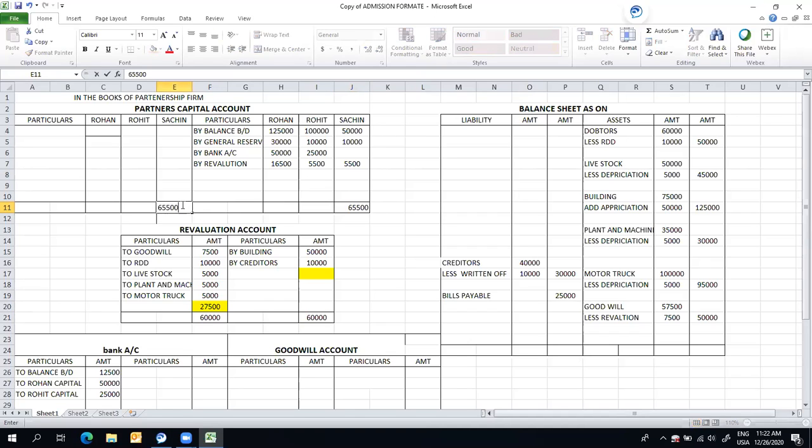65,500. Okay. See, the debit side is empty. So take 65,500 as it is, and this entire balance we will transfer to his loan account, because as per the adjustment, whatever amount is due to Sachin, the entire amount will be transferred to his loan account. So here we write to loan account. Okay.